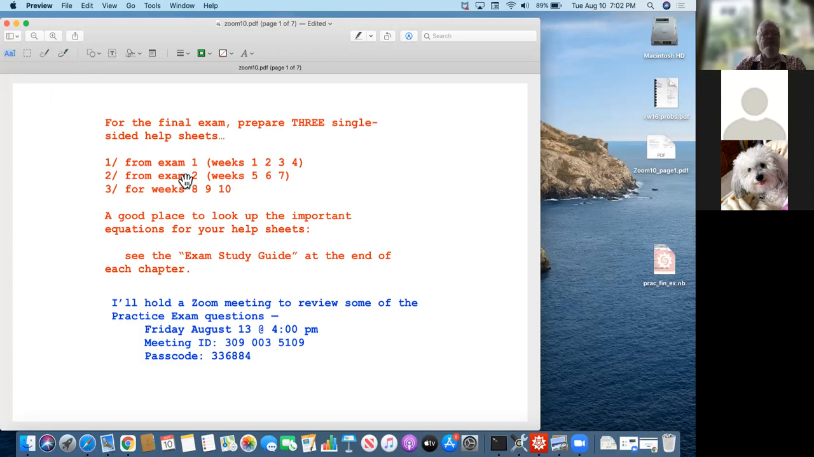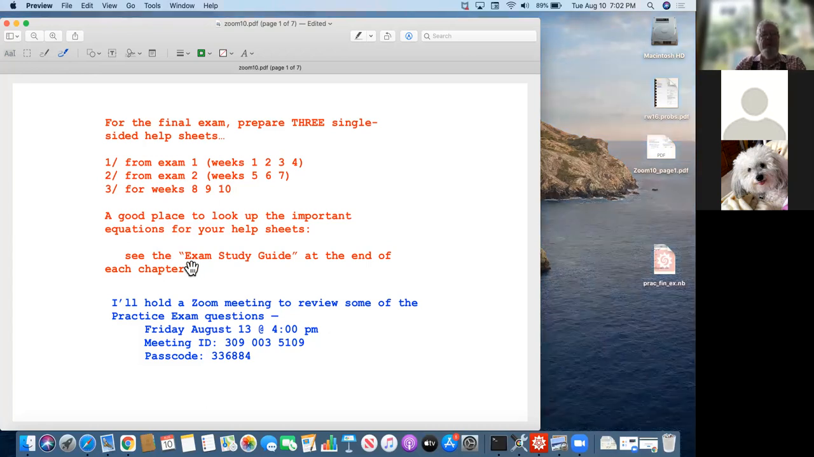A good place to look up the equations to put on the help sheets is in the exam study guide, which you find at the end of each chapter. So look through the exam study guide and make sure you understand the equations there and write them onto your help sheet for each of the chapters.